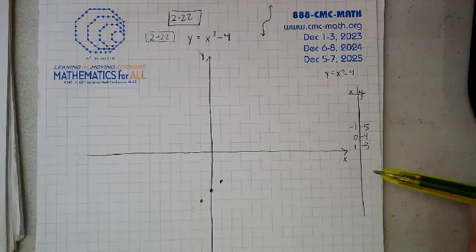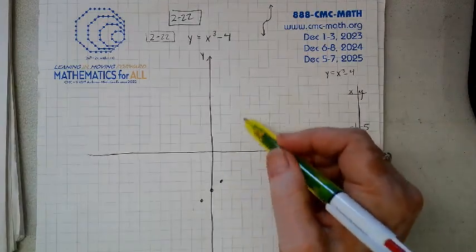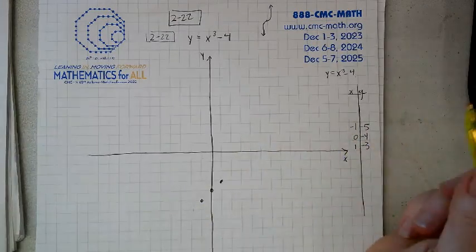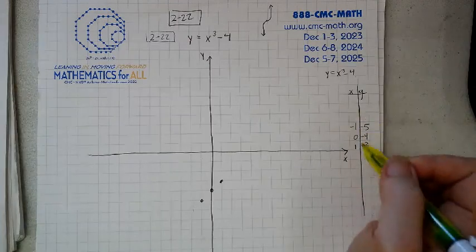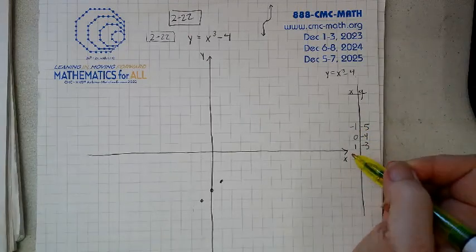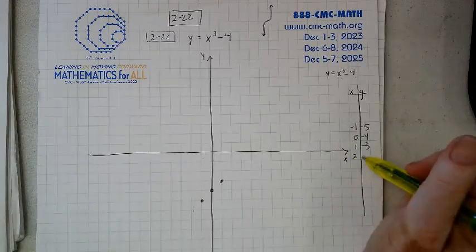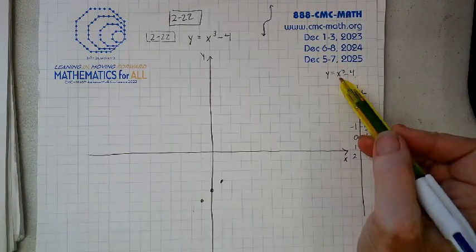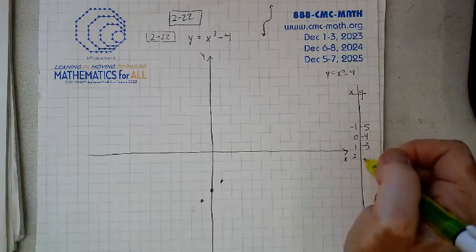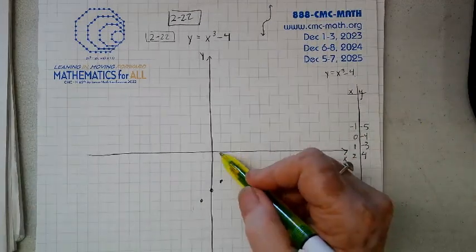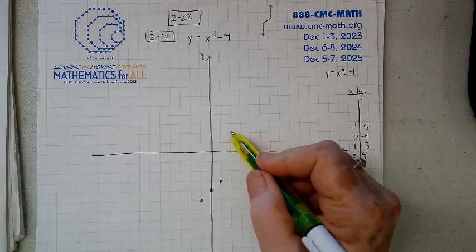I feel like I already know how this is going to go. I think it's just going to go like this, but I do need my x-intercepts. So I think I'll go a few more numbers. It wouldn't be too hard to put a 2 in there. So 2 cubed is 8, and 8 minus 4 is 4. So that gives me 2, 4.